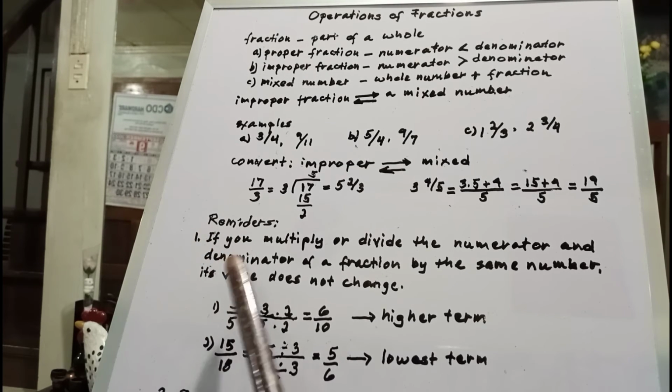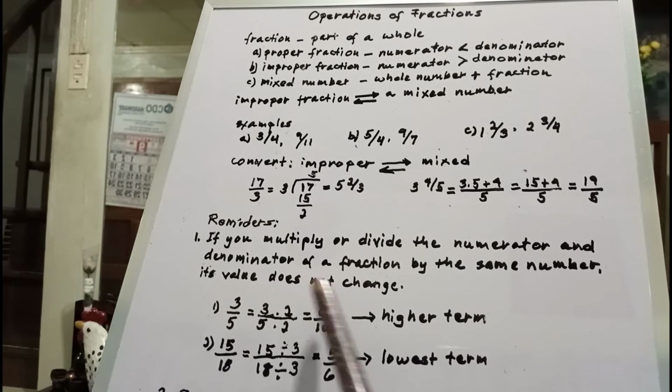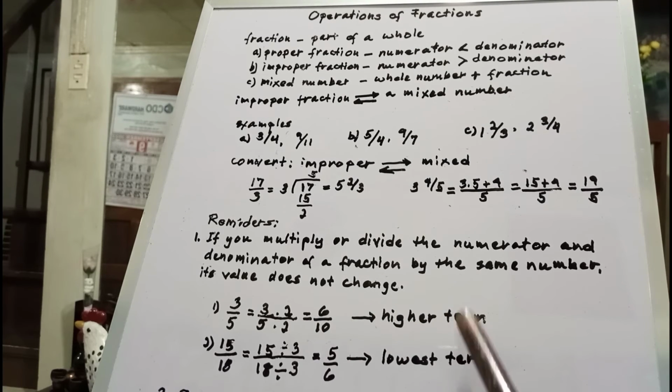If you multiply or divide the numerator and the denominator of a fraction by the same number, its value does not change. For example, 3 over 5. Multiply this fraction with the same number. So you have 3 times 2 over 5 times 2. So it is just equal to 6 over 10. 6 over 10 does not change the value of 3 over 5. It is just expressed in its higher term.